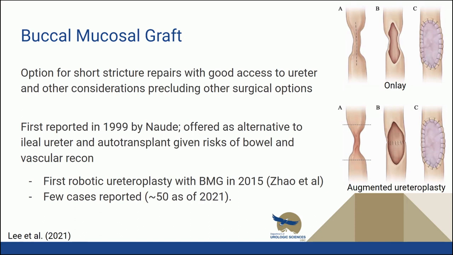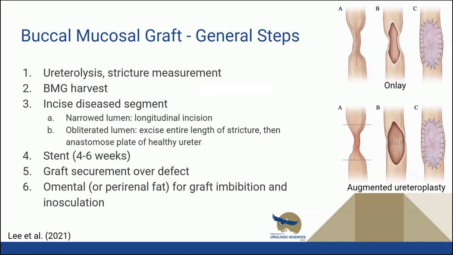Buccal mucosa graft is an option for short stricture repairs with good access to the ureter, especially with diseased anterior segments. This is a consideration to be used when other surgical options aren't as amenable. It could be performed both as an onlay as well as an augmented ureteroplasty, depending on whether you have a narrow lumen versus a completely obliterated lumen. The augmented ureteroplasty is the development of a posterior anastomosis followed by essentially an onlay technique of the buccal mucosa.